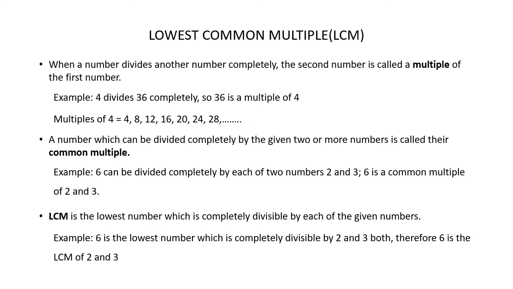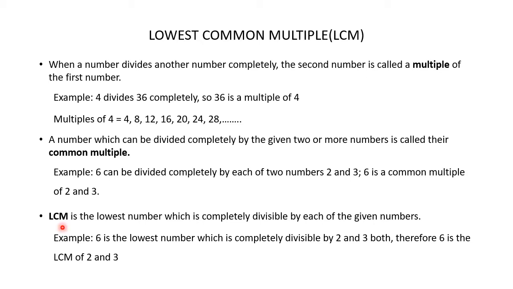Now let's understand the meaning of common multiple. A number which can be divided completely by the given two or more numbers is called their common multiple. Let's understand this with an example. 6 can be divided completely by each of the two numbers 2 and 3. That is, 6 can be divided by 2 and 6 can be divided by 3. So, 6 is a common multiple of 2 and 3. Hope you understood that.